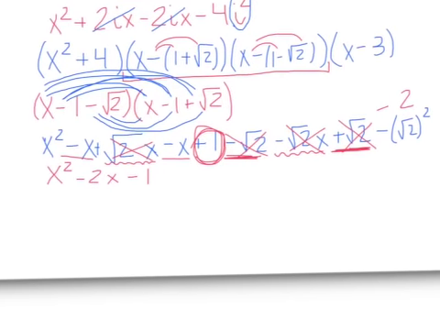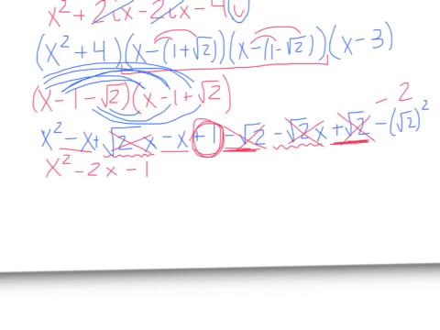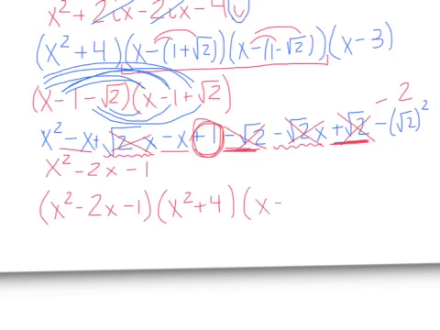Let's move down, get a little bit more space here. So we have this x squared minus 2x minus 1. And I'm going to bring down the other pieces from up here. We still have this x squared plus 4, and we still have this x minus 3. So we have the x squared plus 4 and x minus 3.